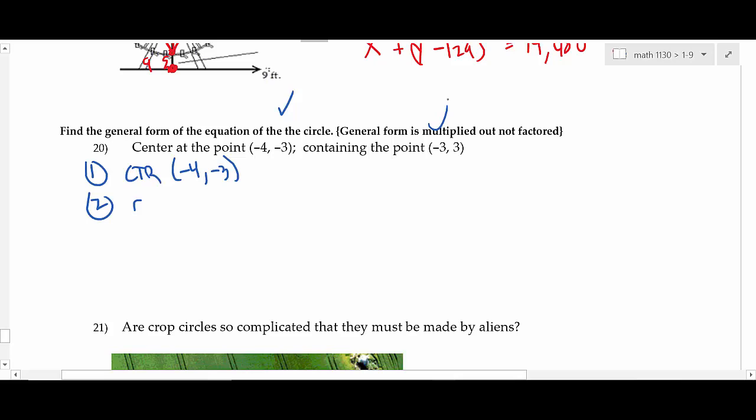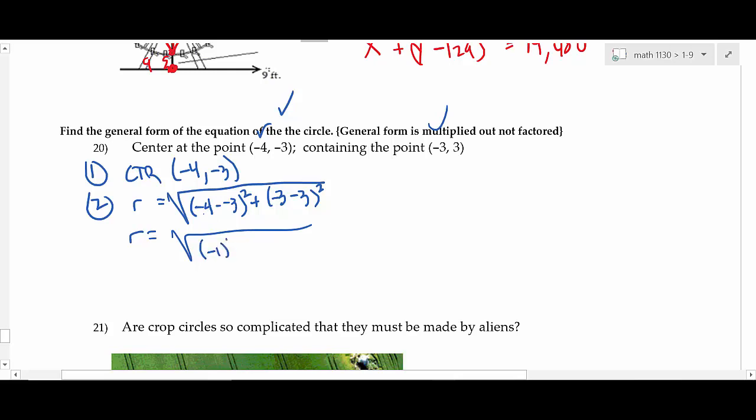When that says containing a point, that means that's a point on the circle. So if we do the distance formula to find the radius, like we've done a couple of times, you would just subtract the x's. So you'd have negative 4, subtract negative 3 squared. Then you would have negative 3 minus 3 squared. So I'm subtracting x's, subtracting y's. So that's going to give r equals, and then that right there would be negative 4 plus 3. So that looks like negative 1 squared. That would be negative 6 squared. So it looks like the radius is square root of 1 plus 36. So it looks like that would be square root of 37.